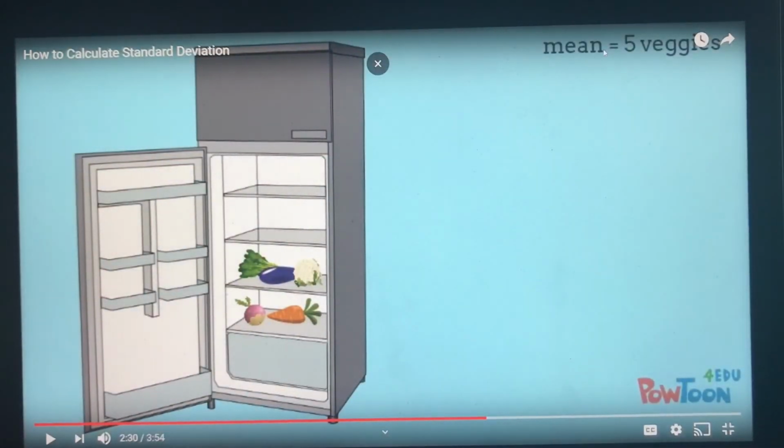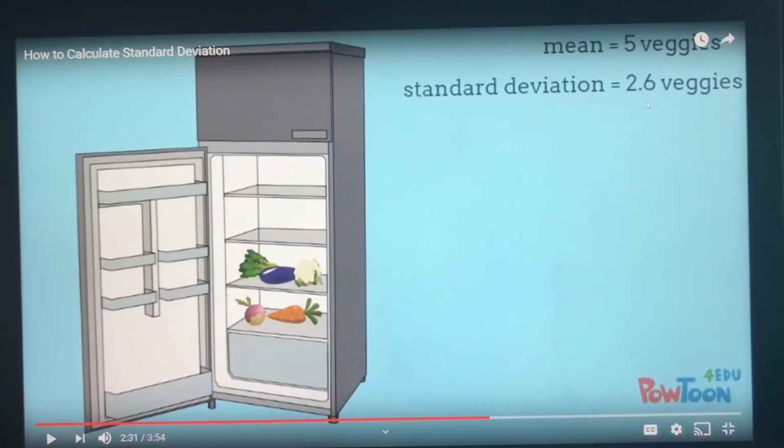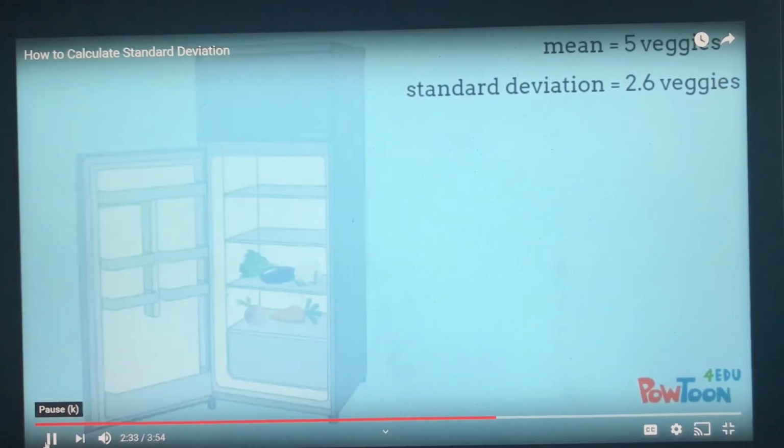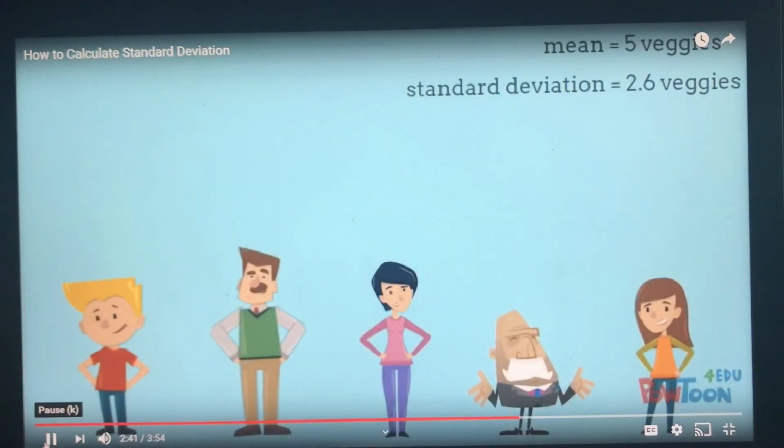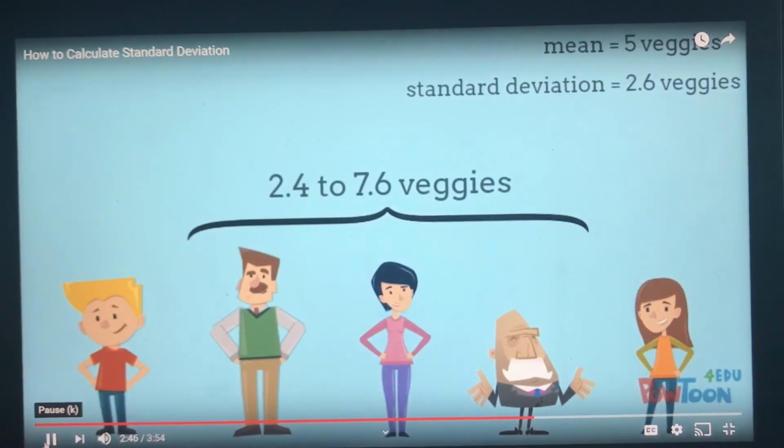What this means is that on average, the mean number of vegetables in the refrigerators of all our surveyed friends is 5. The standard deviation of 2.6 means it will range 2.6 above or 2.6 below, depending upon the individual. Knowing that about 2/3 of the data fall within one standard deviation of the mean, assuming the data is normally distributed, we can say that about 2/3 of our friends have between 2.4 and 7.6 vegetables in their fridges.